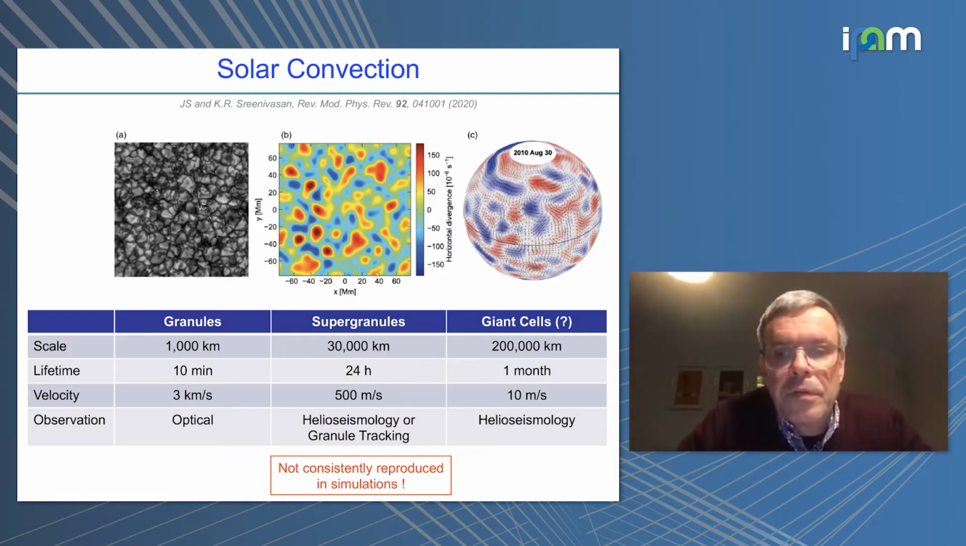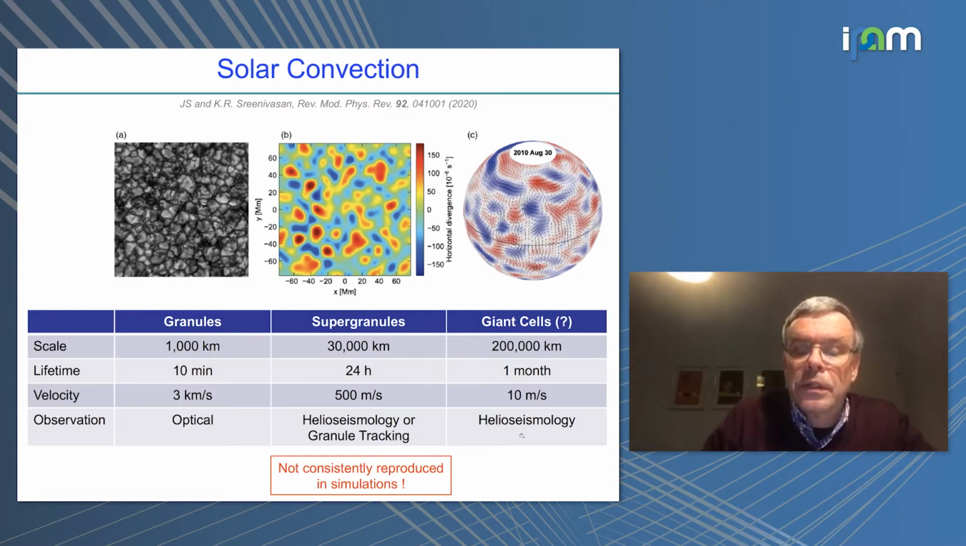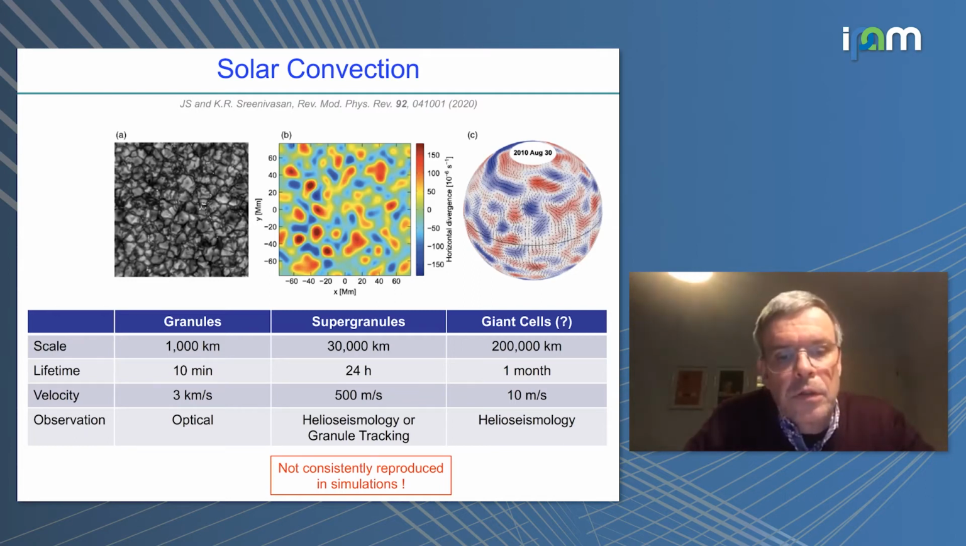The existence of these giant cells is still under question and is still a matter of ongoing research. That's why I've put a question mark there. But granules and supergranules definitely exist. The point is that in global simulations of solar convection, the supergranules still cannot be fully consistently reproduced. That means there's still a lack of understanding of the structure formation process.